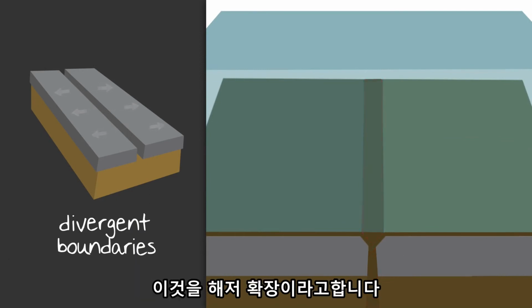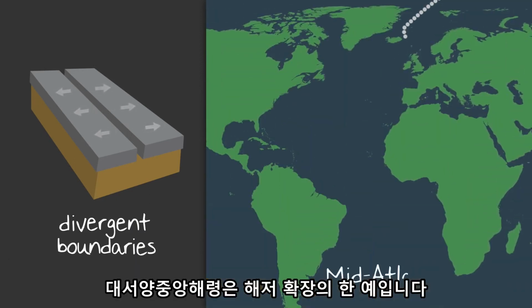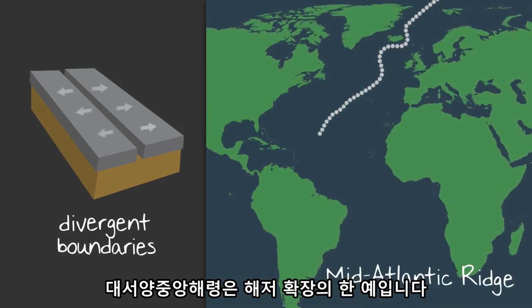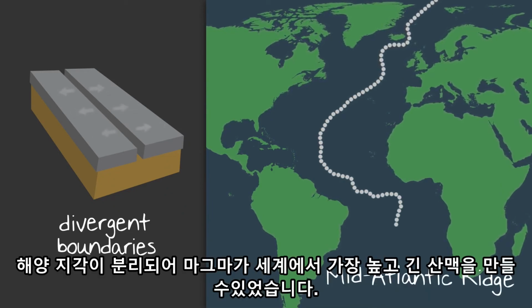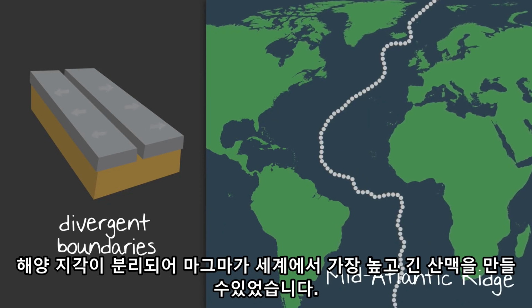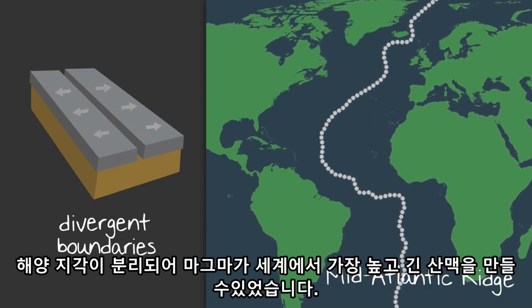This is called seafloor spreading. The Mid-Atlantic Ridge is an example of where seafloor spreading has occurred. The crust under the ocean pulled apart, allowing magma to fill the space between, creating the tallest and longest mountain chain in the world.